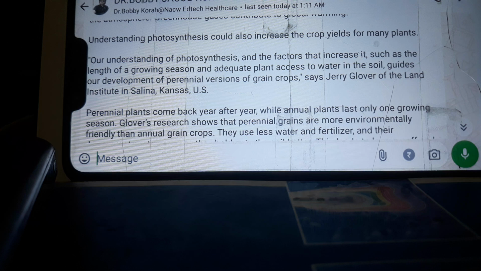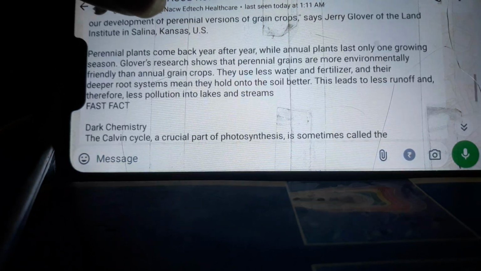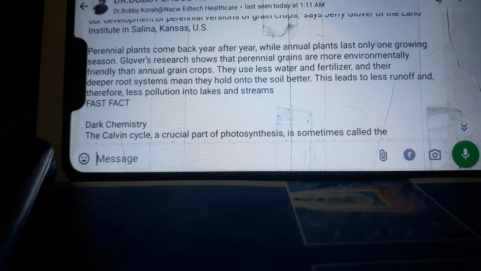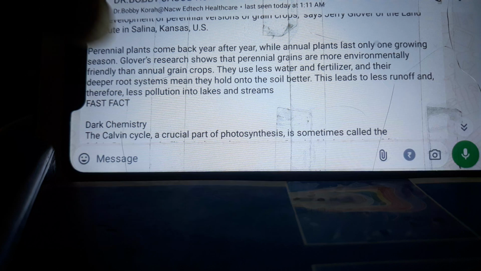Our understanding of photosynthesis and factors that increase it, such as the length of a growing season and adequate plant access to water in the soil, guides the development of perennial versions of grain crops, says Jerry Glover of the Land Institute of Salina, Kansas, U.S. Perennial plants come back year after year, while annual plants last only one growing season. Glover's research shows that perennial grains are more environmentally friendly than annual grain crops. They use less water and fertilizer, and their deeper root systems mean they hold on to the soil better. This leads to less runoff and therefore less pollution into lakes and streams.